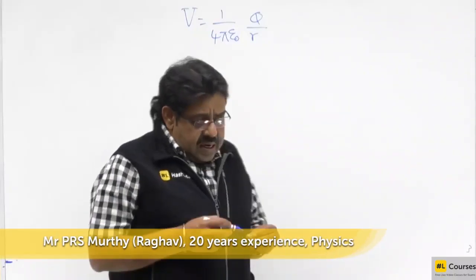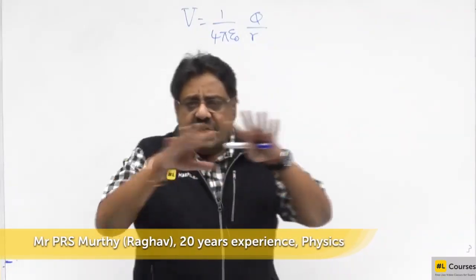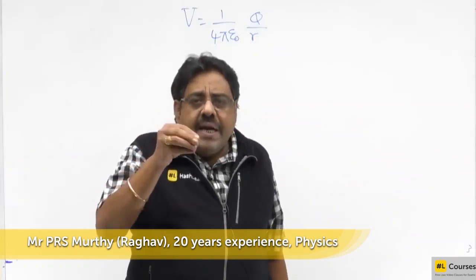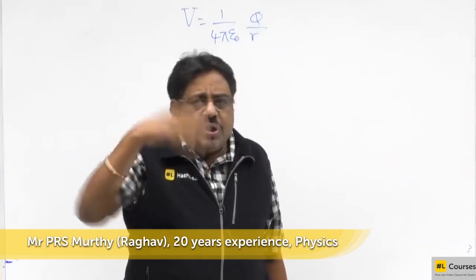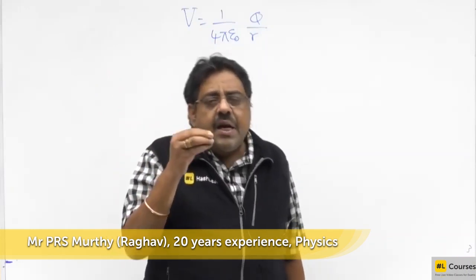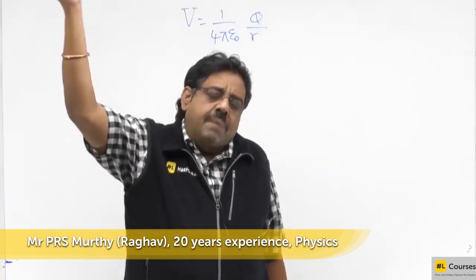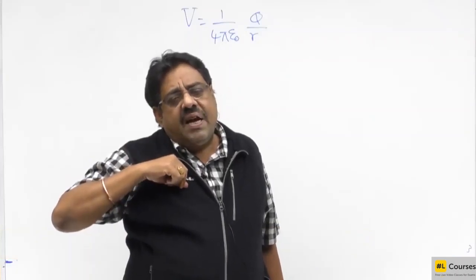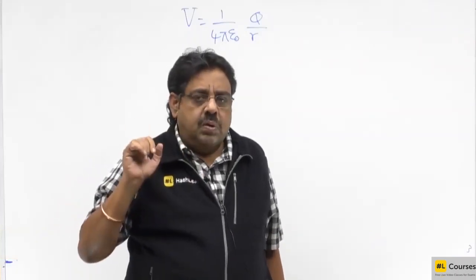So now, what is the meaning again? There is an electric field. What is the potential at this point? If I bring a unit positive charge... So if I bring Q naught charge from infinity to that point, the magnitude of work required is W.